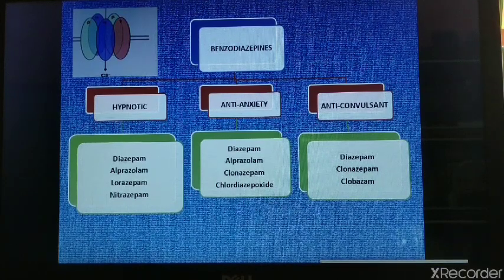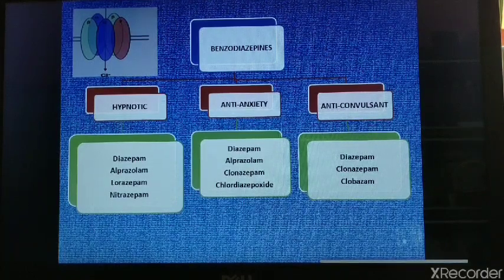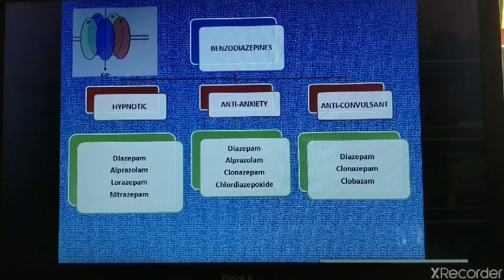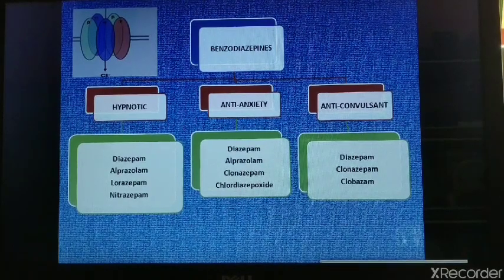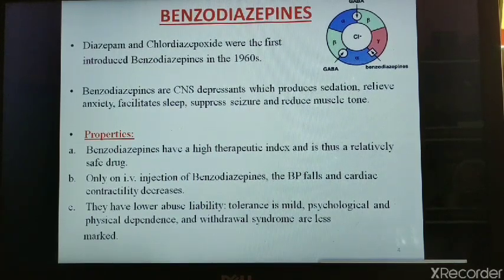Anti-anxiety drugs include again diazepam, alprazolam. Apart from that, it also includes clonazepam and chlordiazepoxide. Anticonvulsants include diazepam, clonazepam, and clobazam. Now, let us move on to the properties, mechanism of action, therapeutic uses, and ADRs of this class of drugs, benzodiazepines.